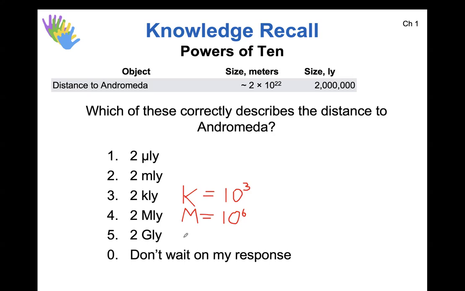Kilo, mega, giga, tera, peta. We briefly discussed them in chemistry.